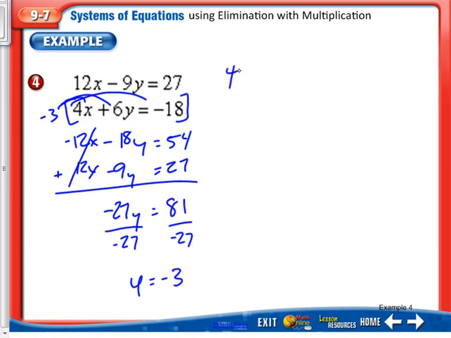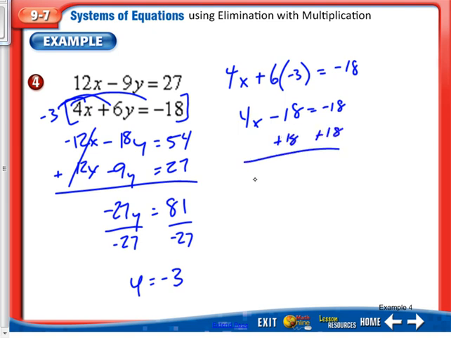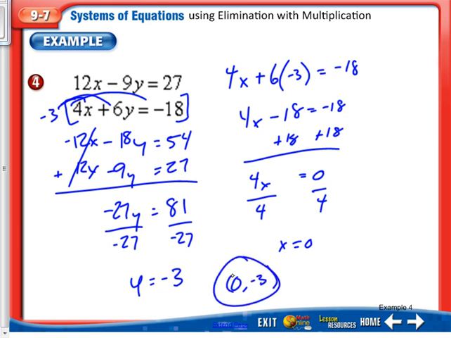So let's go with 4x plus 6 times negative 3. That equals negative 18. So we got 4x minus 18 equals negative 18. And we got to add 18 to both sides. We get 4x is equal to 0. So we know that x is going to equal 0. So we get 0 and negative 3 for our solution. That would be our answer.